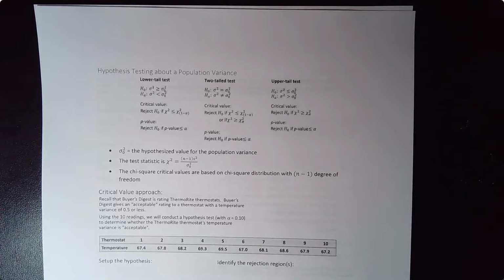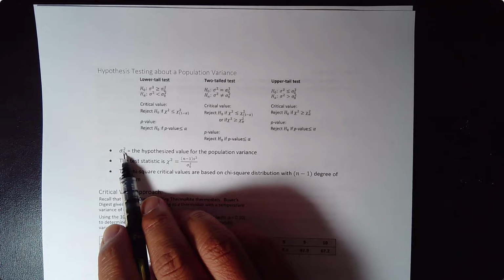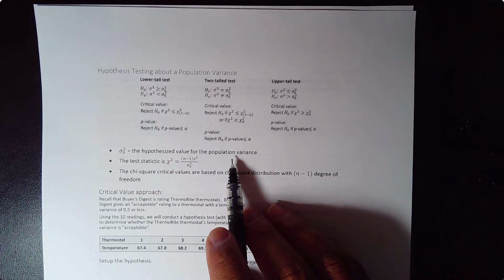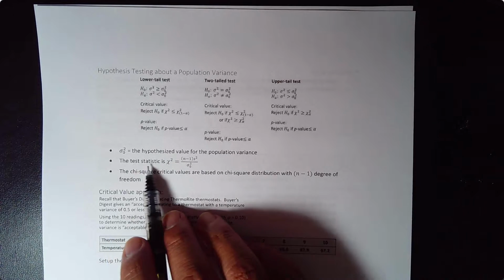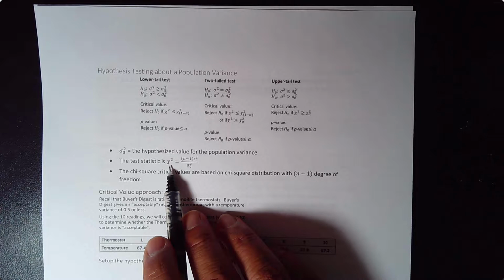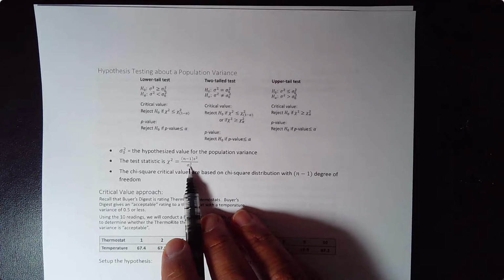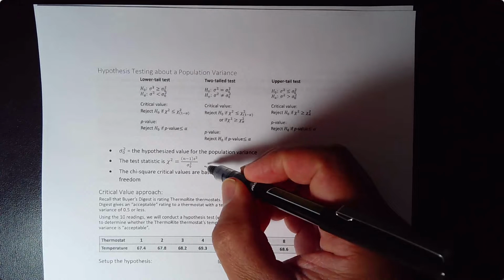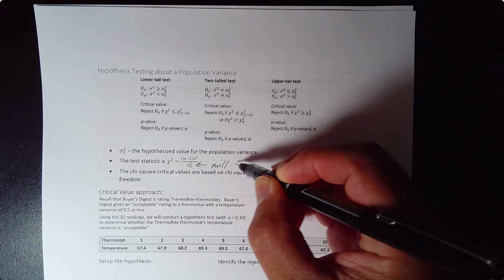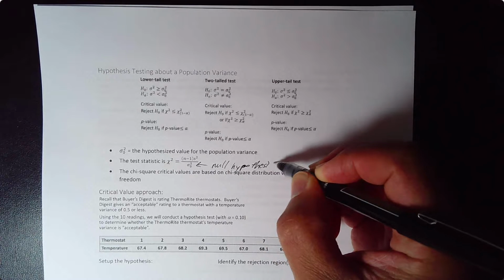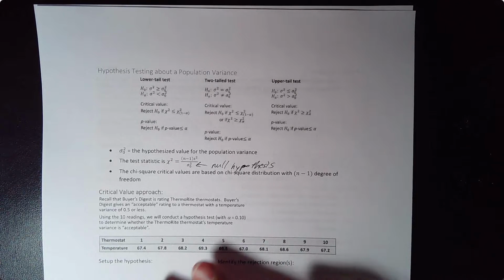Now, sigma square is the hypothesized value of the population variance. The test statistic is calculated using the symbol chi-square, with n-1 degrees of freedom: the sample variance, the observed, divided by the hypothesized, the null variance, or the null hypothesis. And it will have a chi-square distribution.